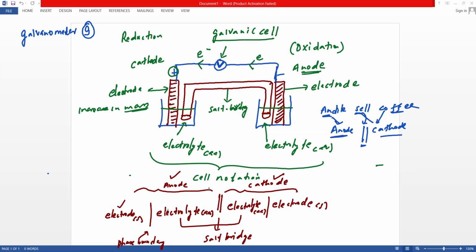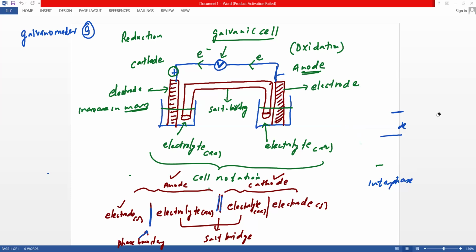But from the anode, they must be separated by an interface or a phase boundary. In another book, they call it an interface. Now I call it a phase boundary. This is a phase boundary. This is a salt bridge. So you must be able to know that. And again, you need to be able to know the function of a salt bridge. Very important.